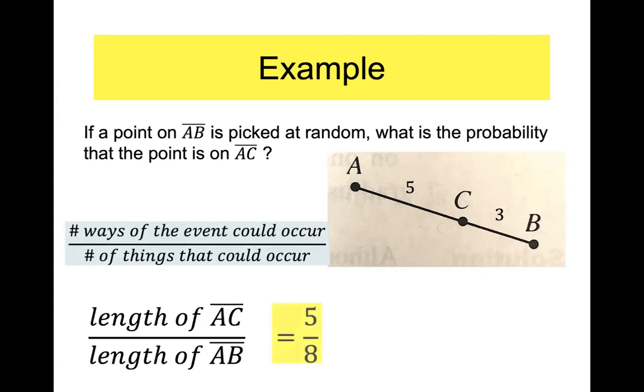And the entire thing is 8. So 5 over 8. And once again, we would much rather have this as a percent. So it looks to be 62.5%. So the likelihood of choosing a point at random on AB and for that point to be somewhere between A and C is likely, right? It's 62.5, 63%. Does that make sense?